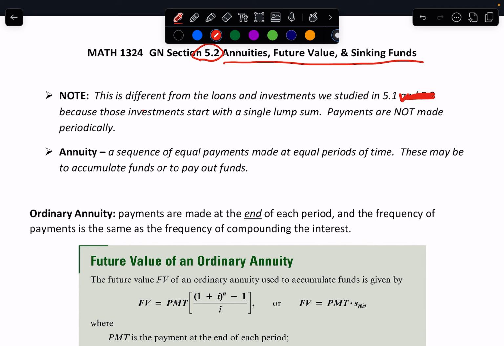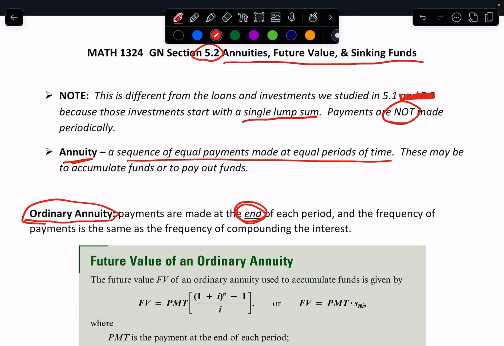So again, this is different from loans and investments we studied in 5.1 because those investments start with a single lump sum. Payments are not made periodically. That's what 5.1 was. So an annuity is a sequence of equal payments made at equal periods of time. These may be to accumulate funds or to pay out funds. Okay, so we're going to first look at ordinary annuity. Payments are made at the end of each period, and the frequency of payments is the same as the frequency of compounding interest.